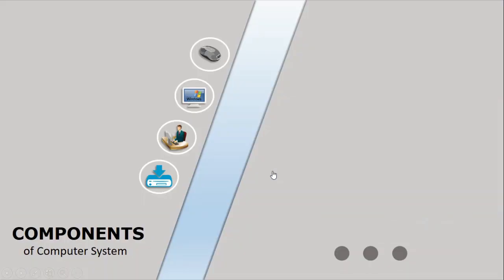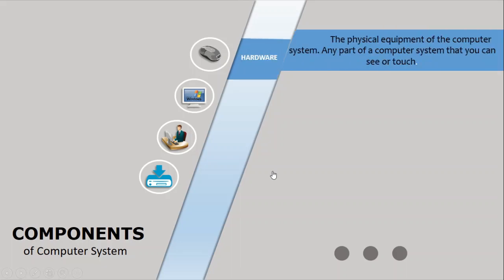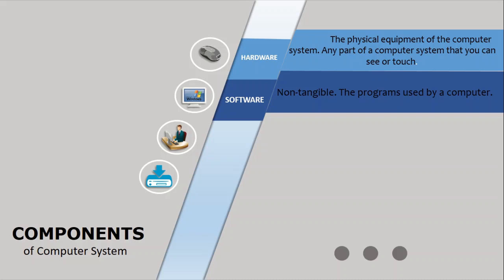Next, we have the components of computer systems. We have 4 components. The first one, we have hardware. Hardware refers to the physical equipment of the computer system. Any part of the computer system that you can see or touch. So sa madaling salita, ito ang mga parte ng computer natin na ating nahahawakan. Ano yung example nito? Monitor, keyboard, mouse, CPU, printer, scanner. Those are hardware devices.